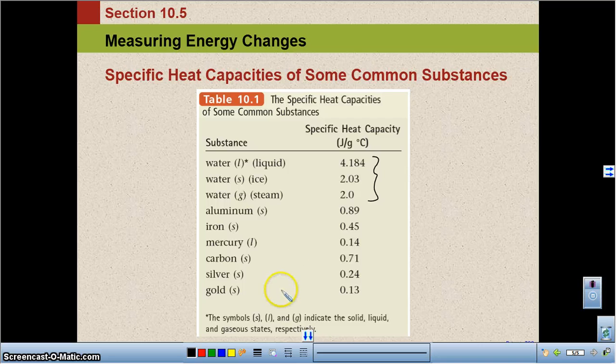Some of the others that they have down here, these are just common elements off the periodic table. Aluminum is 0.89, iron 0.45, and so on. So if we look at this, you'll notice it takes a whole lot more energy to raise 1 gram of liquid water 1 degree Celsius than it does mercury, for example, or gold, or even aluminum. So it takes a lot of energy to do that, and that has to do with water's polarity and some of the bonding properties that we talk about in biology.